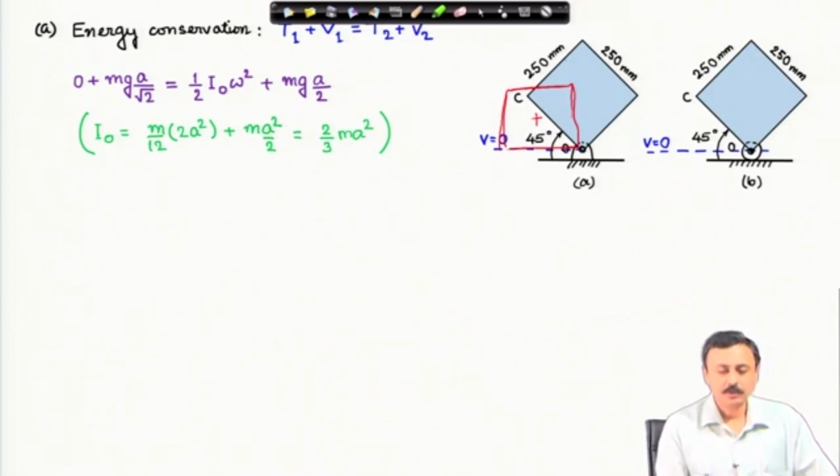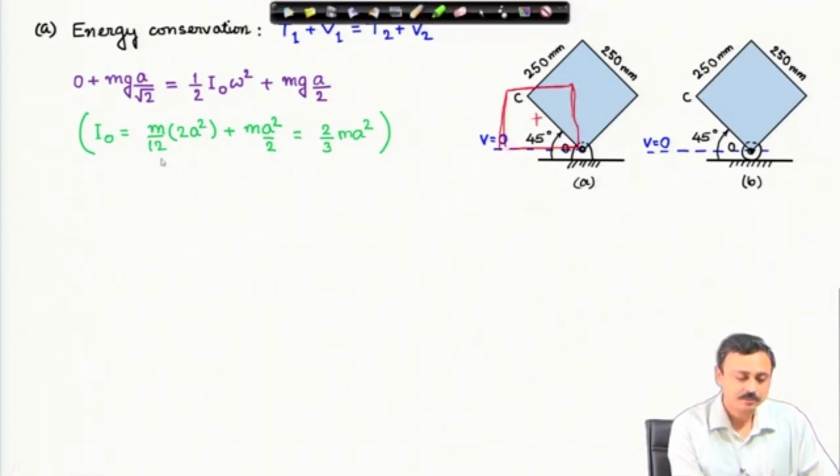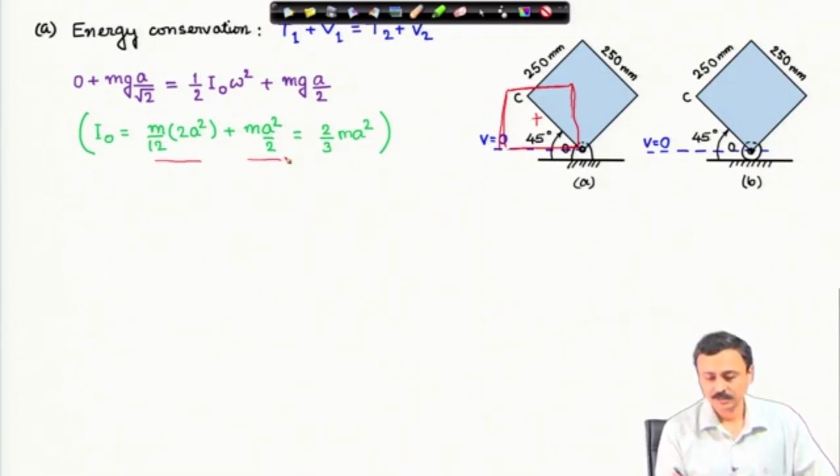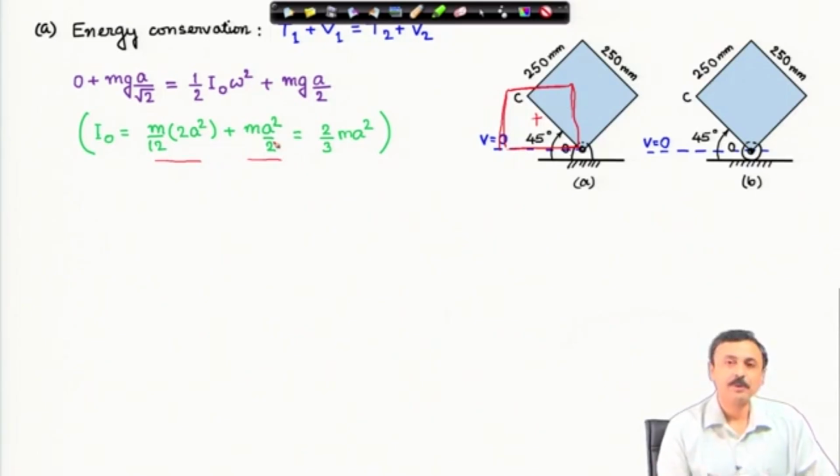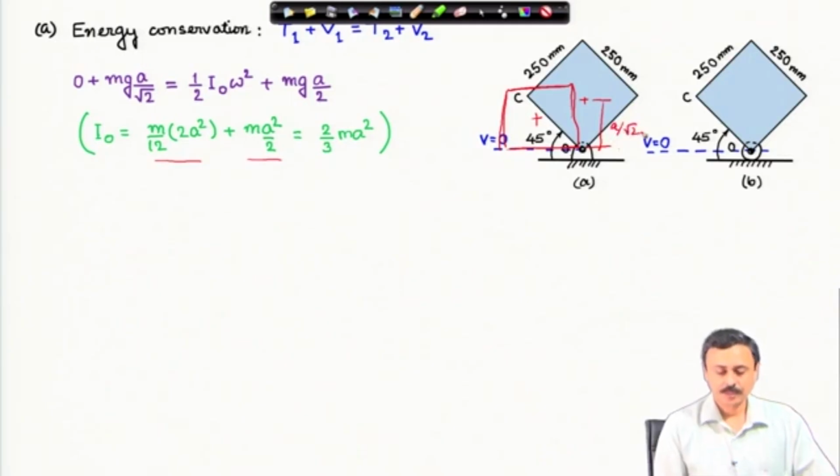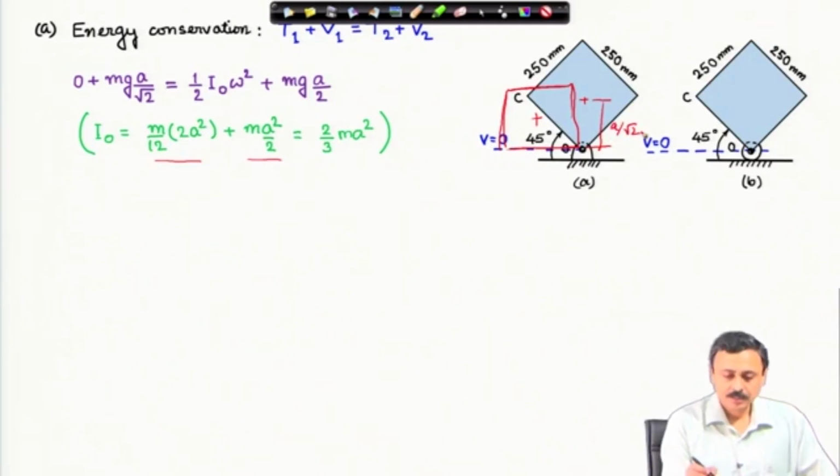I_O you can calculate, this is using the parallel axis theorem, of course. This is I about the center of mass, this is mass times the shift square. The shift is a by root 2, therefore, a square by 2 is the shift square. So, from the center of mass to this point. This is the moment of inertia about O.